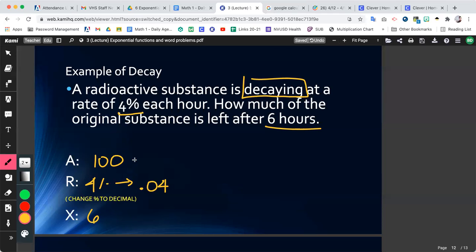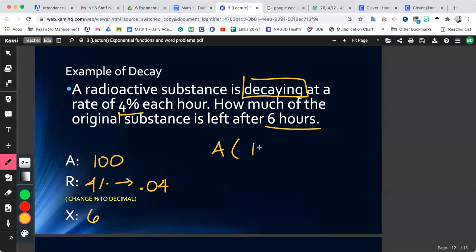Now, on your quiz on Wednesday, you will not have a problem like this where you have to assume what A is. I'll make sure it's very explicit, okay? But on this problem, we're assuming that we're starting out with 100% because that's how much we start with of the substance before it decays.